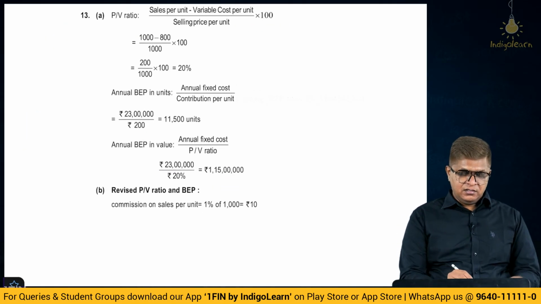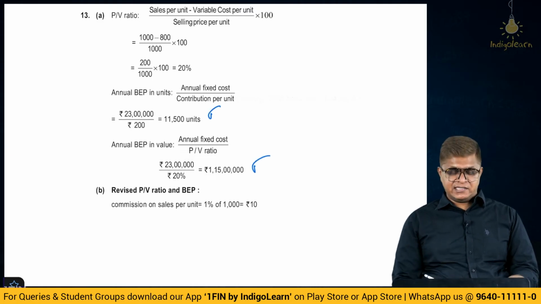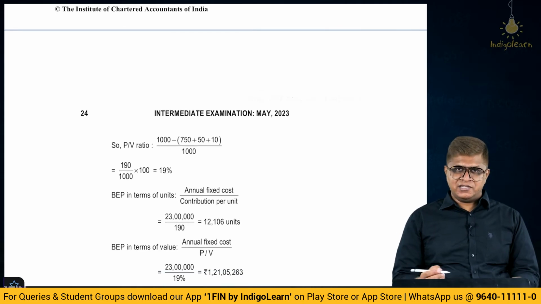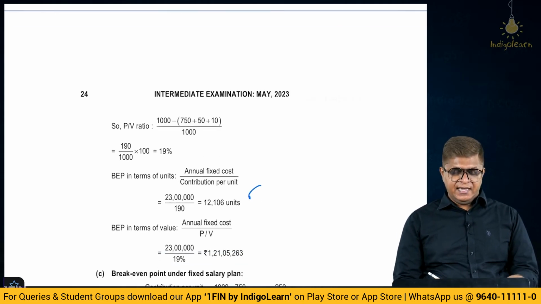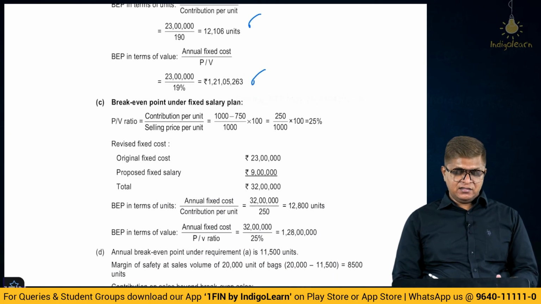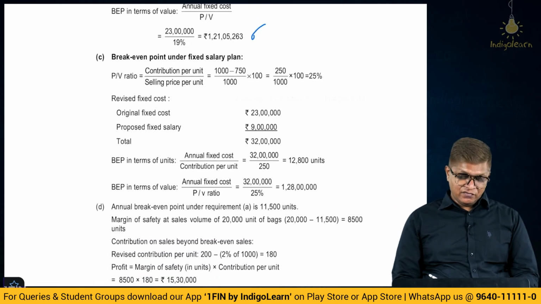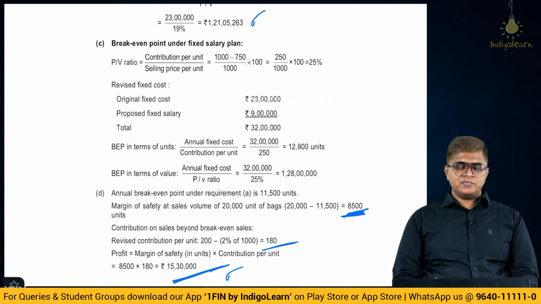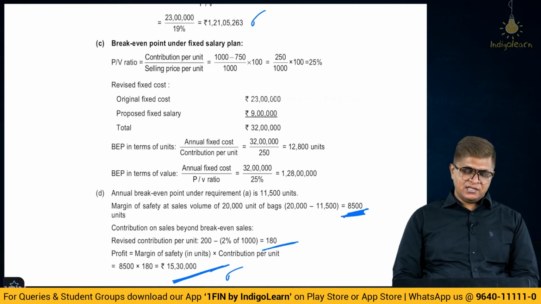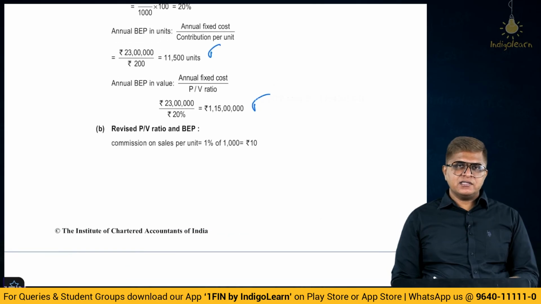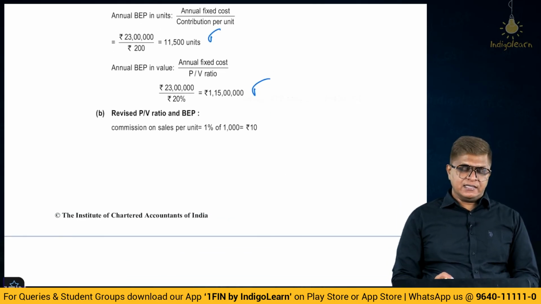So bit 1, 11,500 units, 1 crore 15 lakhs revenue. Bit 2, 12,105 point some change units, that is 12,106 units, and you multiply, you get the revenue. Break even point. So they have done the long way of doing it, but end of the day 8,500 units into 180 per unit, we are going to get 15 lakhs 30,000 as the profit. That is bit number D. In between bit C was there, that also we have correctly calculated. So this is the solution as far as this question on marginal costing is concerned.